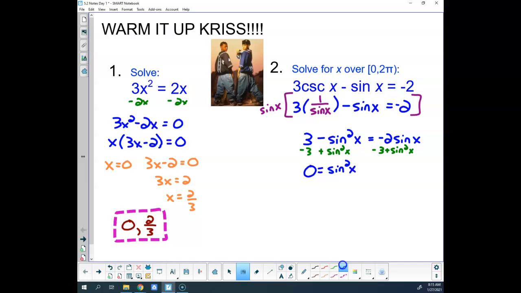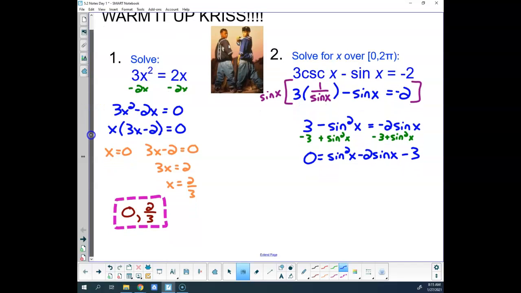Now I'm going to write this in an algebraically sound fashion. Yesterday in class, I was noticing a lot of people were writing it in a goofy fashion. I'm going to write it like a trinomial: quadratic, squared, linear, constant. So I squared my sine, then I got my linear sine, and then I got my constant. Love it. Now we can factor that.